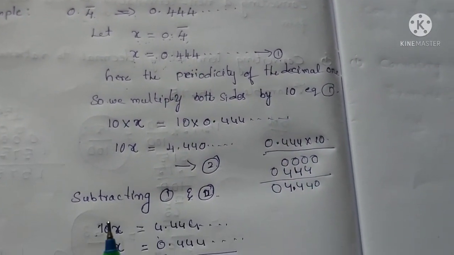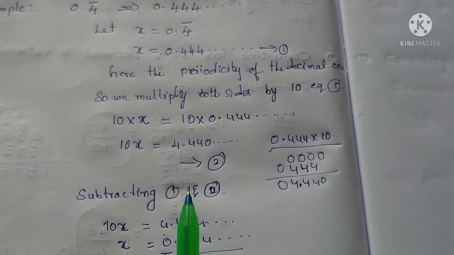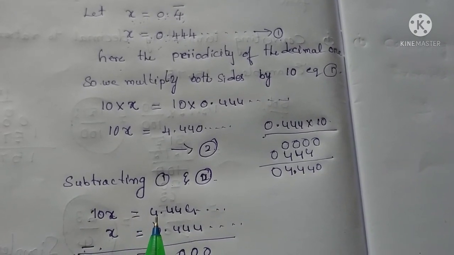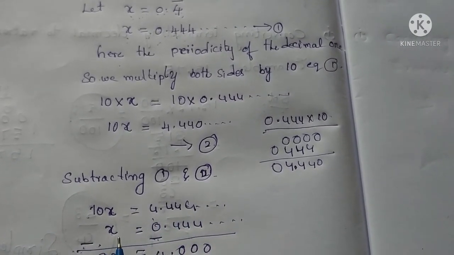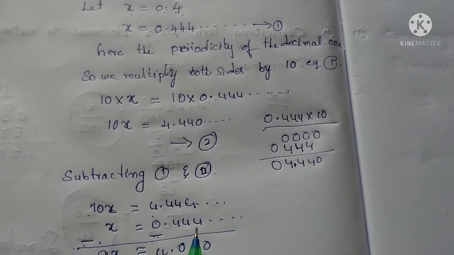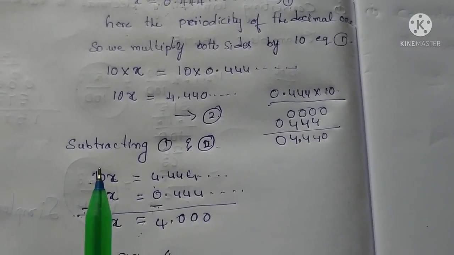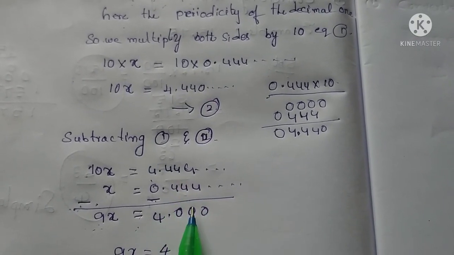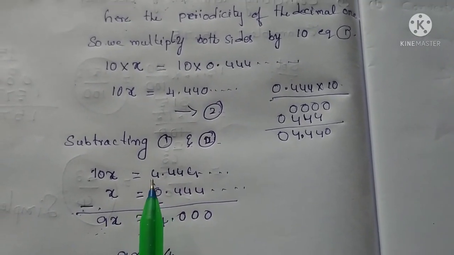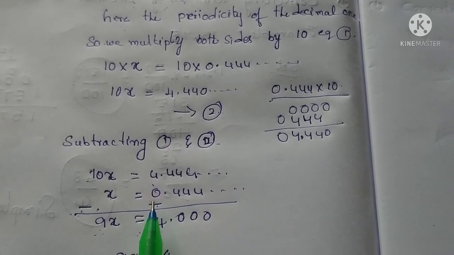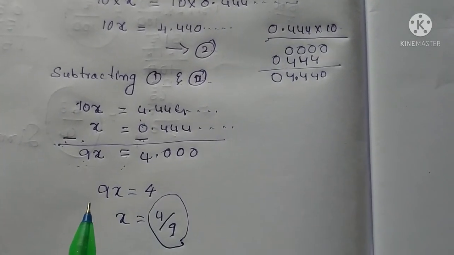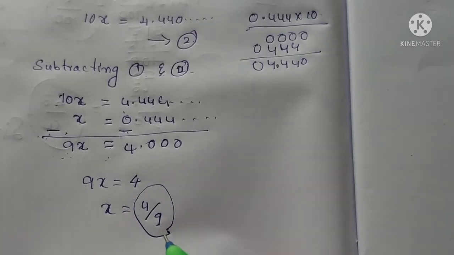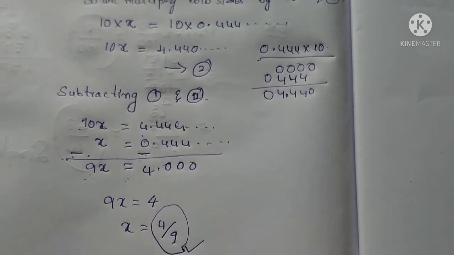Okay. So subtracting equation 1 from 2. 10x is equal to 4.444 and so on. x equal to 0.444. So here 10x minus x equal to 9x. 4 minus 4, 0. 4 minus 4, 0. 4 minus 4, 0. Here 4 minus 0 equal to 4. So finally 9x equal to 4. x equal to 4 by 9. This is a rational form.